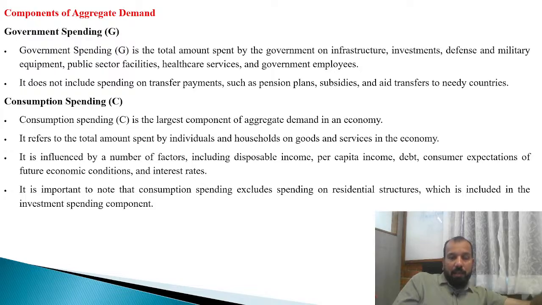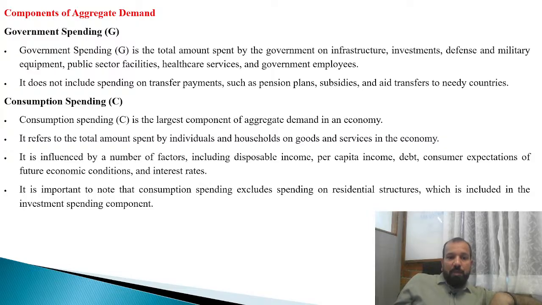Whatever amount of money individuals and households spend on goods and services is influenced by a number of factors, including disposable income. What is disposable income? Again, the direct taxes. Your package is 20 lakh rupees, and 30% is the flat tax. 30% of the 20 lakh becomes 6 lakh rupees, so 14 lakh rupees is disposable income. Other factors are the per capita income of the economy, debt, and consumer expectation of future economic conditions.